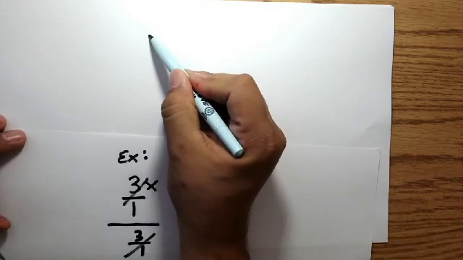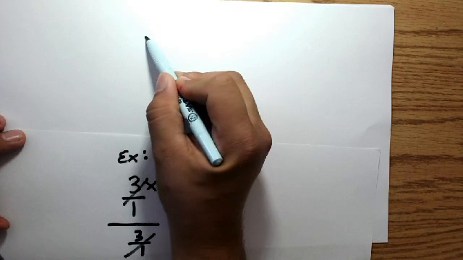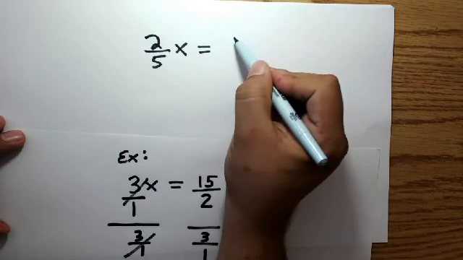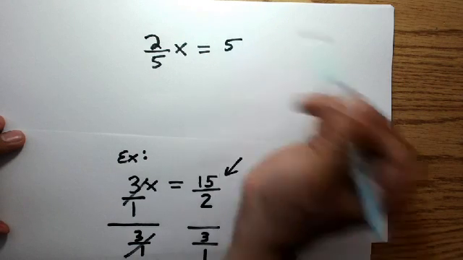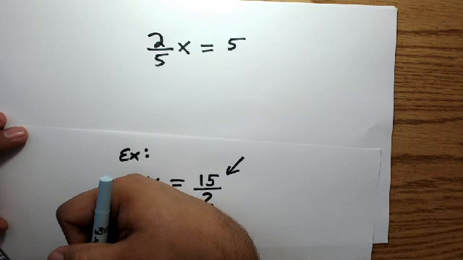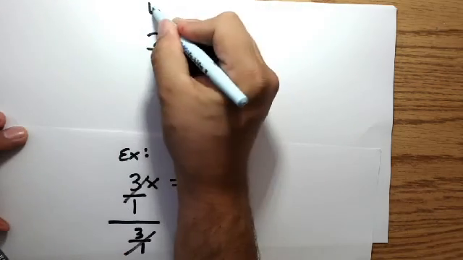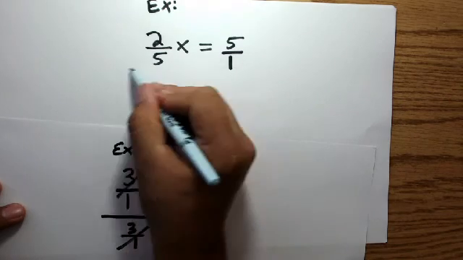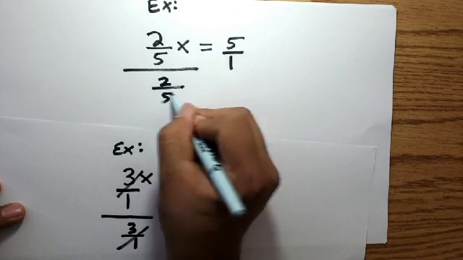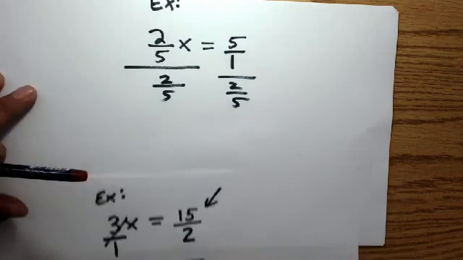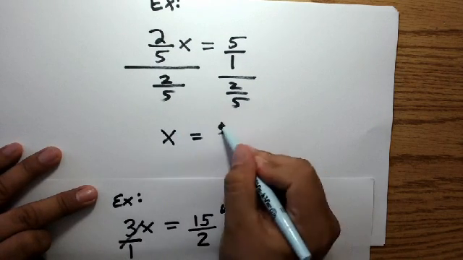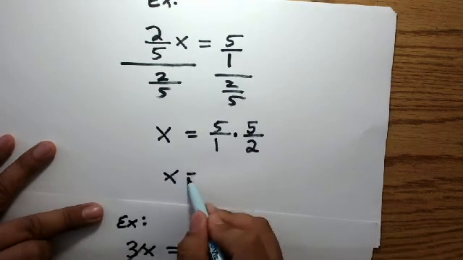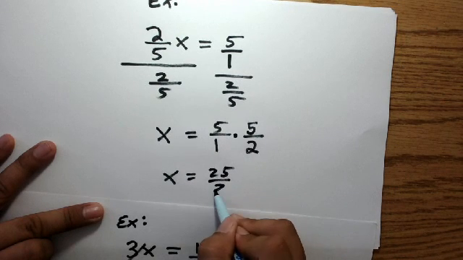Look at this. Let's say on this side I have 2/5 x, and then on this side, I have 5, like this. Sure, very good. You make the other side a fraction. So we divide this side by 2/5, we divide this side by 2/5. And what does that become? X equals 5 over 1 times 5 over 2, which would be x equals 25 over 2.